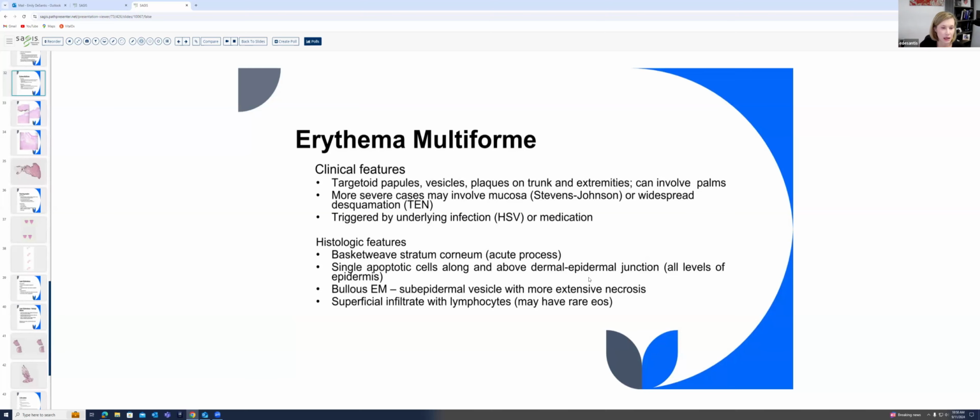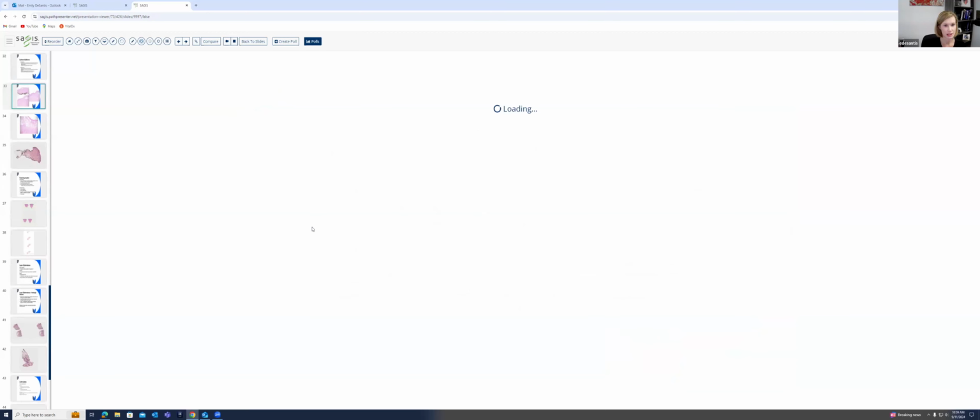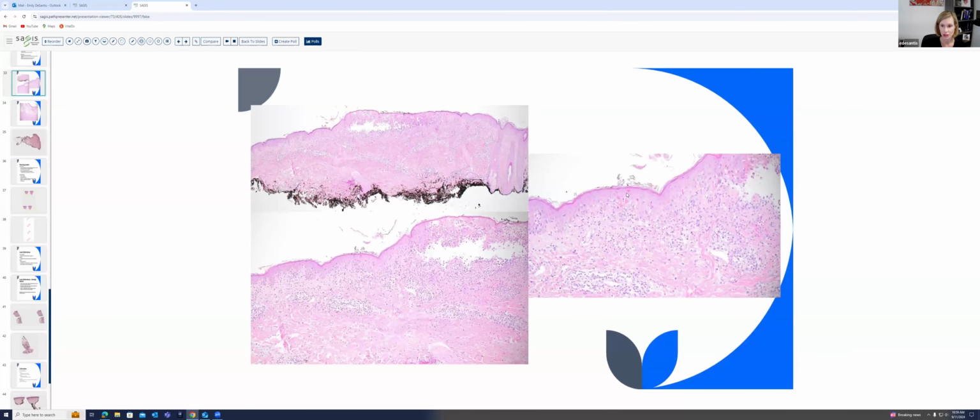So one of the classic examples of an interface process is erythema multiforme. Clinically, as you know, this typically presents as targetoid lesions. More severe cases can involve mucosal surfaces and is often triggered by an underlying infection, particularly HSV or a medication. The histologic features are very characteristic. Because it's an acute process, we typically see a basket weave stratum corneum, and we can see single apoptotic cells along the dermal epidermal junction and also within all levels of the epidermis.